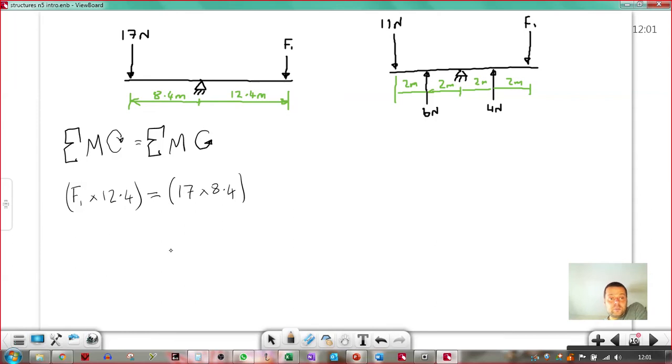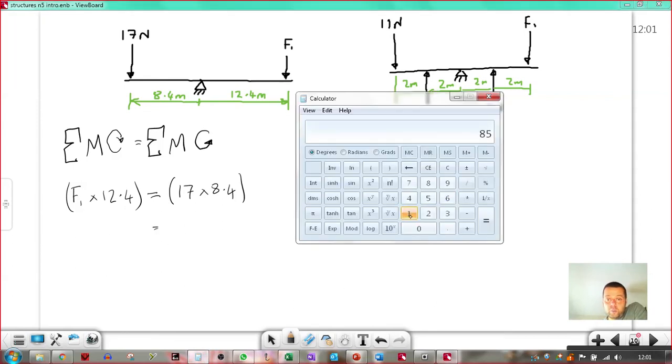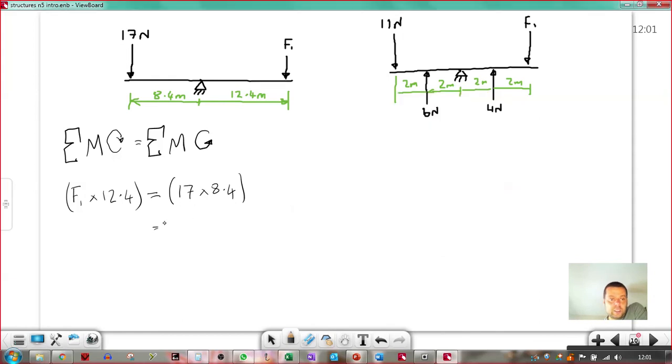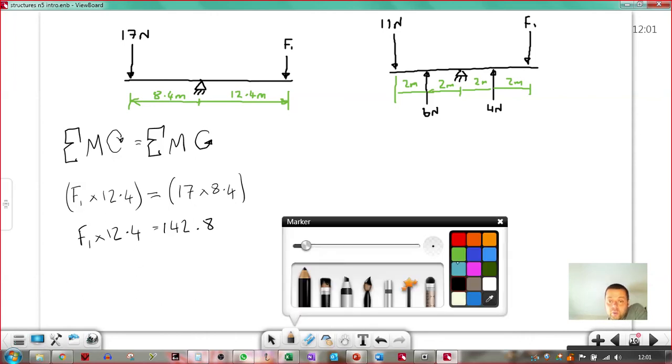And then we can fill in the blanks here, so that works out, I think that's 142.2, isn't it? 17 multiplied by 8.4 equals 142.8. F1 times 12.4 equals that. So I want to rearrange this equation for F1. There's different ways to talk about doing that.